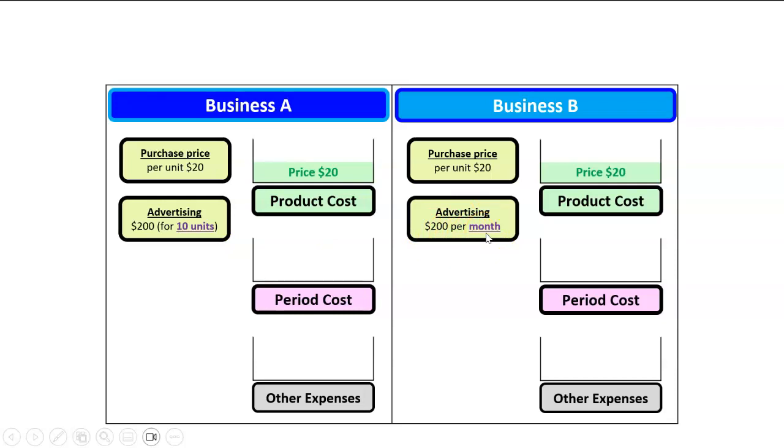So what should we do? Should we allocate this per unit? So we can see here it's $200 for 10 units. That's $20 per unit. But we're actually going to call that another expense. And this one here was advertising, it was $200 per month, so we couldn't allocate that to each unit. So we would also call that another expense.